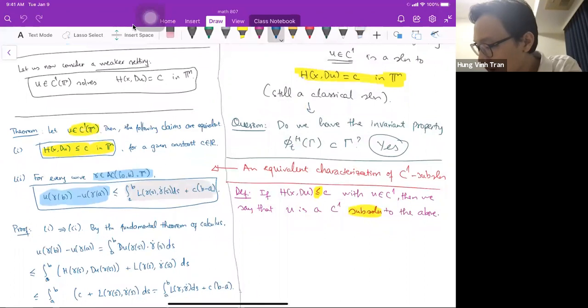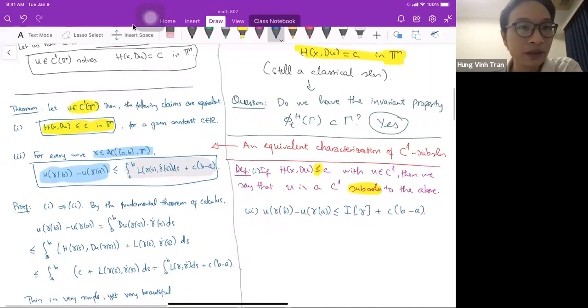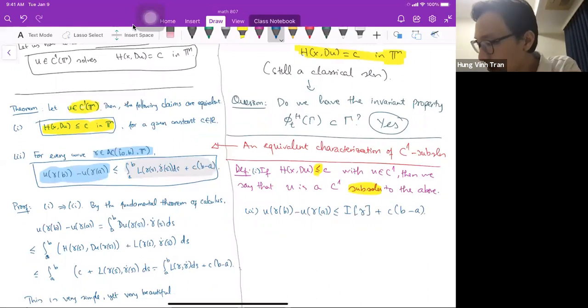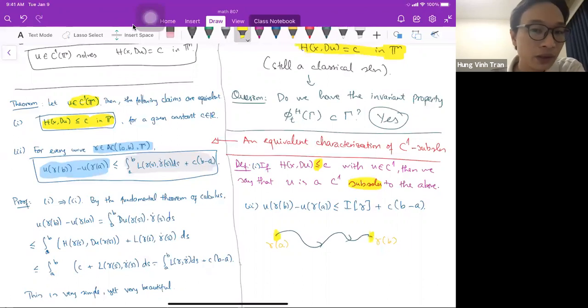So the first point is about that. The second point is, you can say that U of gamma b minus U of gamma a is less than or equal to the action functional of gamma plus the value C, taking the difference of the interval of integration, right? So, this is gamma a, this is gamma b. You take any curve gamma connecting the two points, then we are saying that the difference of the values at the two endpoints of U is always less than or equal to the action functional on gamma plus C times b minus a.